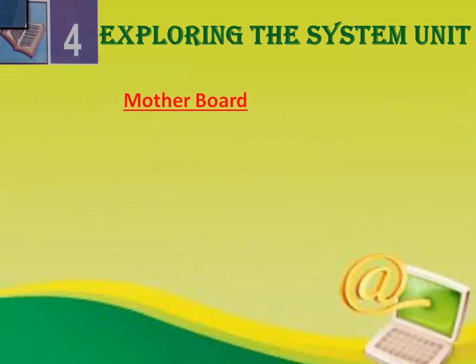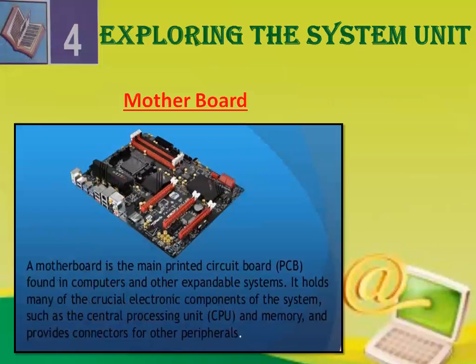The next is the motherboard. Another name is main board, the base board. A motherboard is the main printed circuit board, PCB, found in computers and other expandable systems. It holds many of the crucial electronic components of the system such as the central processing unit, CPU, and memory, and provides connectors for other peripheral devices.